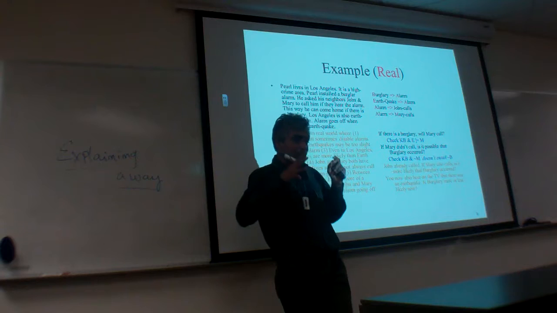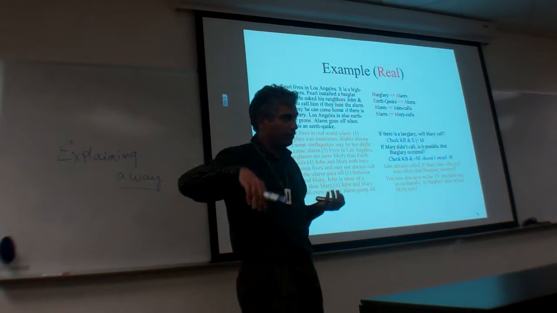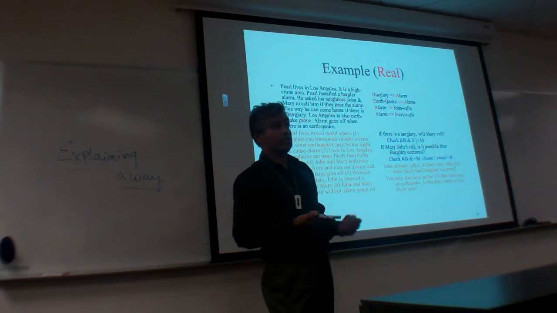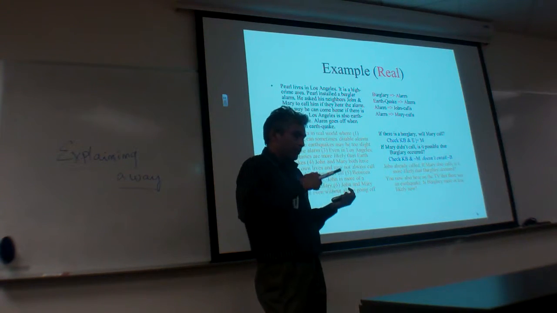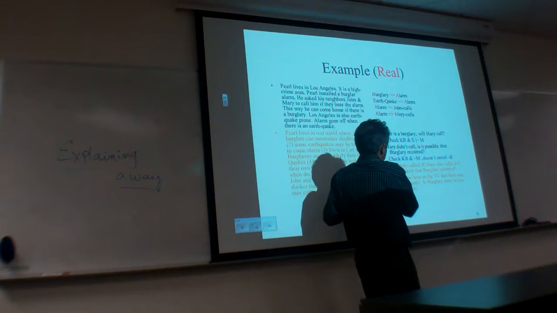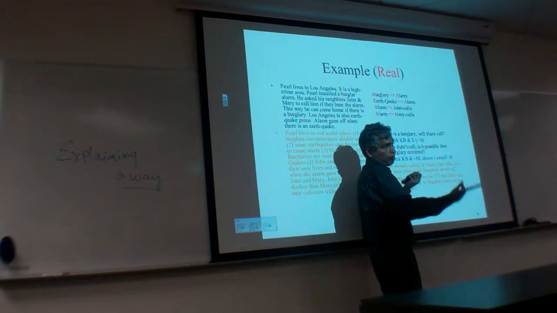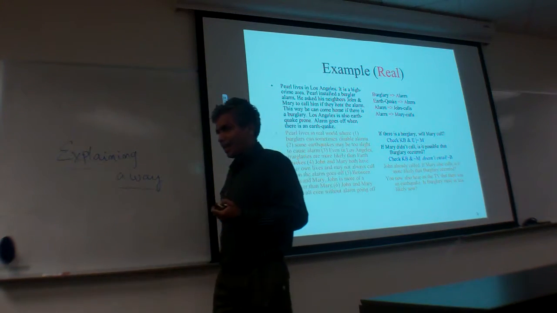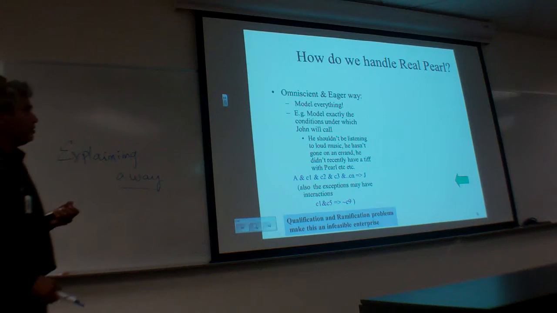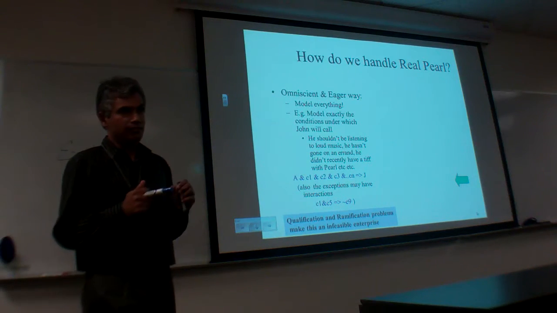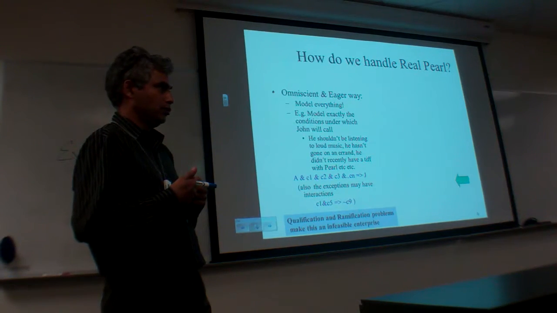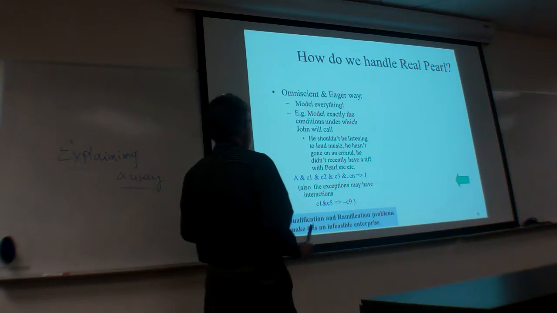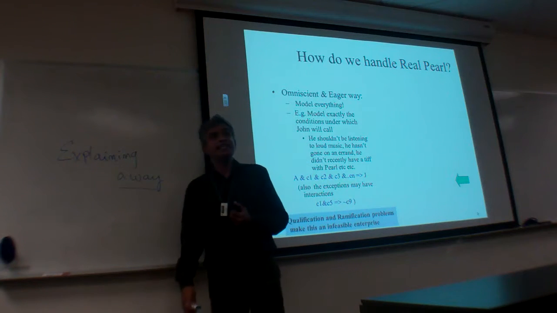Okay, so this is one way, among many different ways, of going from propositional logic to probabilistic logic. I'm basically saying that one way of doing this is probabilistic logic. But before I go there, I'll still go by steps. So, how do we handle the real world? That's basically the question of the day. Okay, so one idea is the omniscient and eager way.